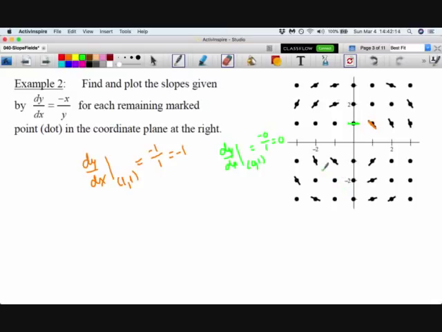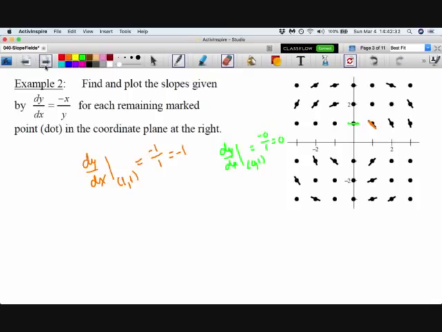Go ahead, try to fill in the rest. Do it in pencil, obviously. You might make a mistake. It's not that bad. Do not do anything on the x-axis. You should know why already. Anything on the x-axis has a y-coordinate of 0, so these slopes are all undefined.